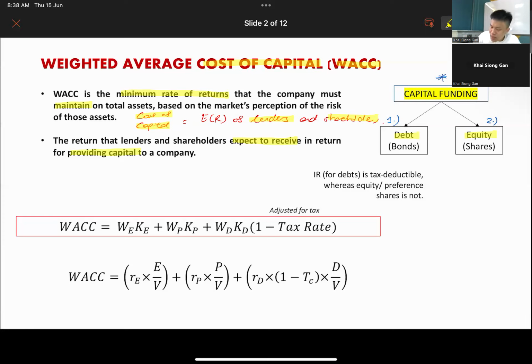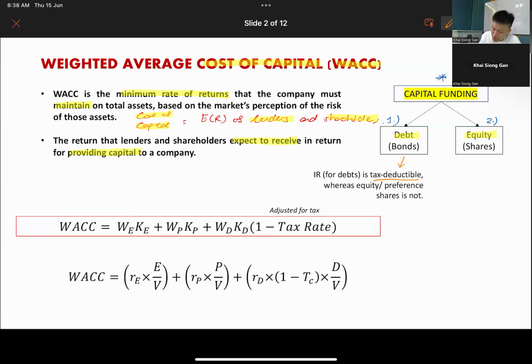And remember, when we talk about debt financing here, bonds are one type of debt. When you talk about debt, there will be an interest rate, and interest is tax deductible. So later on in our calculations, we will do some adjustment for tax as well. But equity is not.